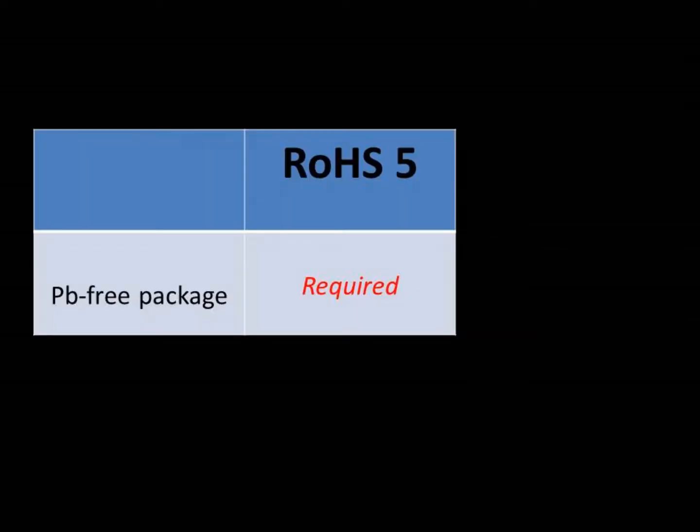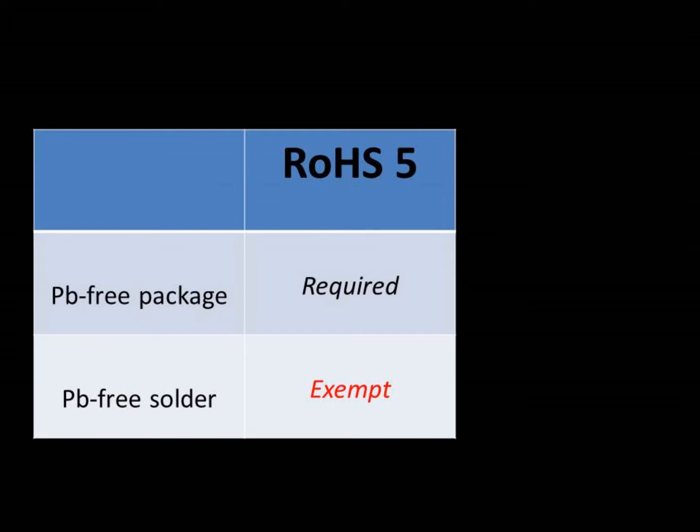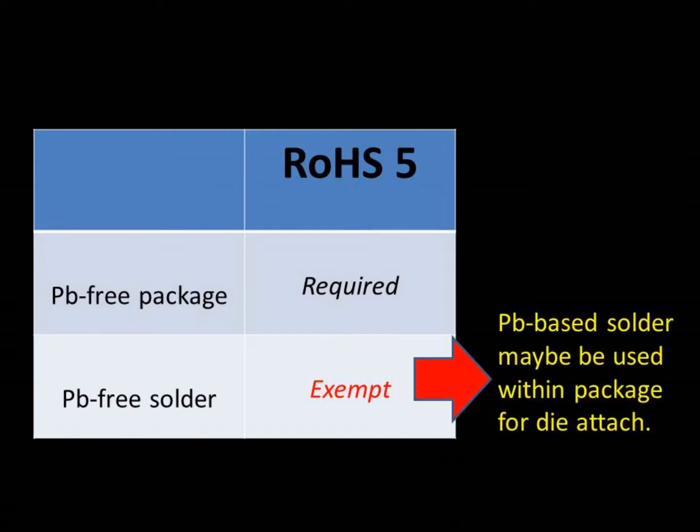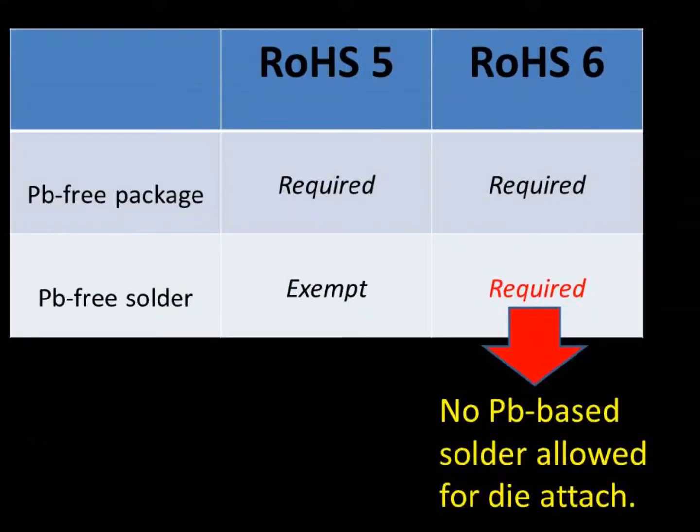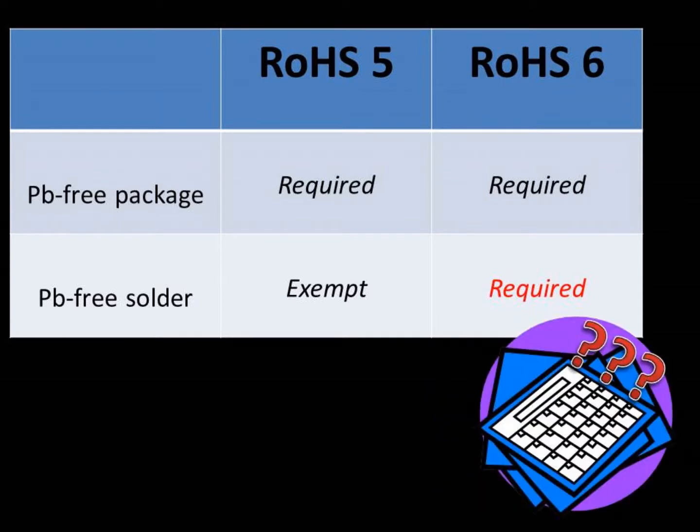The version of the RoHS directive that is currently in effect is known as RoHS 5. This version of the law requires that the semiconductor package be lead-free. However, it provides an exemption for the solder, allowing for the use of lead in the die attach. There is a pending version of the directive known as RoHS 6, which will remove this exemption. However, there are currently some questions about when this exemption for the lead-based die attach will be removed. We'll come back to that issue shortly.